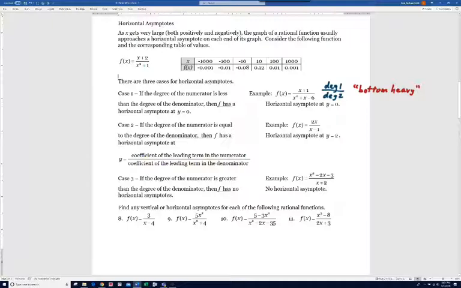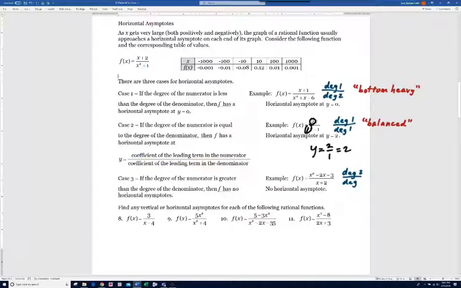Well, it sounds kind of complicated, but you can see that our degrees are 1 for the numerator and denominator. So this is what I call the balanced case. What this is saying is, if you look at the coefficients here, we have 2 over 1, the coefficients of our leading terms. y is going to equal 2 over 1, which is 2. And so that's the balanced case.